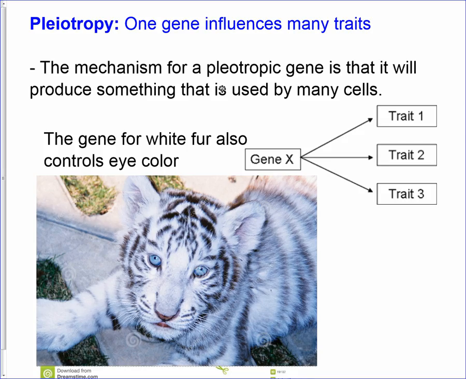And lastly, we have something called pleiotropy. Pleiotropy is where one gene influences many traits. And the mechanism for this is that a gene will produce something that's used by many different types of cells. So your skin cells may use this type of protein that's produced by this allele, as well as your eye cells. And so they're going to have a similar kind of inheritance pattern based off of one gene that you inherit.